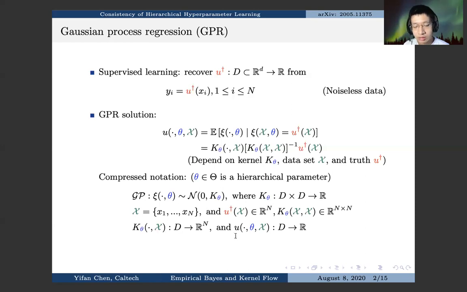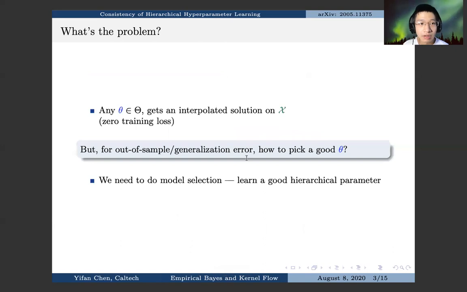Finally, the GPR solution U dot theta X will be given by the conditional expectation of psi under the observation. It has the following explicit form. It depends on three important things: the kernel k and the parameter theta, the data set X, and the truth U dagger. Because they are important, we use colorful signs to highlight them. That is Gaussian process regression.